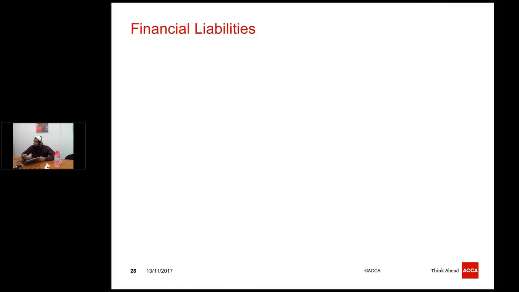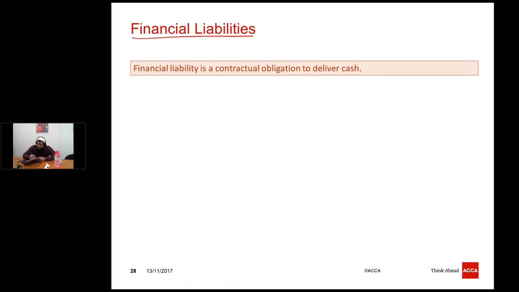Okay, now let's discuss the financial liabilities. What is a financial liability? A financial liability is a contractual obligation to deliver cash. An asset was a right to receive cash; a liability is an obligation to deliver cash. Yes, Meta. The cost means the fair value and the transaction cost. So fair value plus the transaction cost is the total cost.